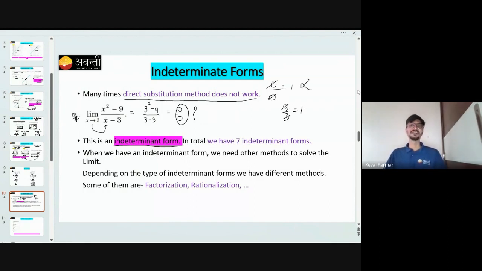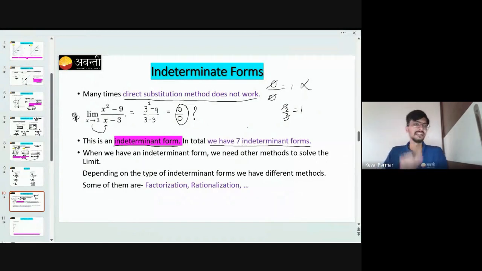This is wrong, because 0 is a very special number. We cannot do things with 0 that we do with other numbers. So this is not possible. These forms are called indeterminate forms, that is, forms whose value we cannot determine. One of them, as we can see from this example, is 0 upon 0. Similarly, we have 7 indeterminate forms.